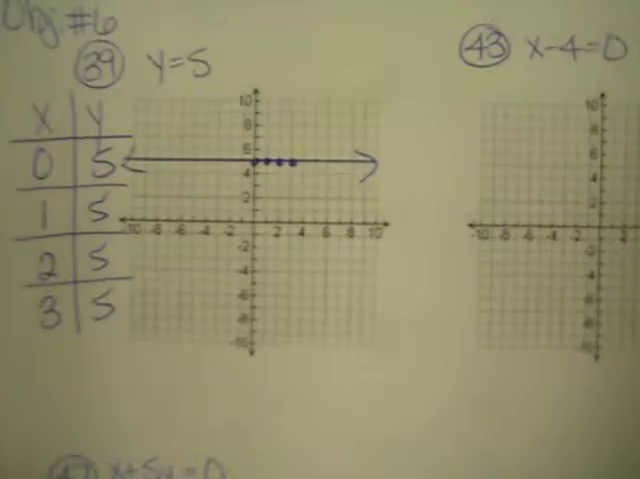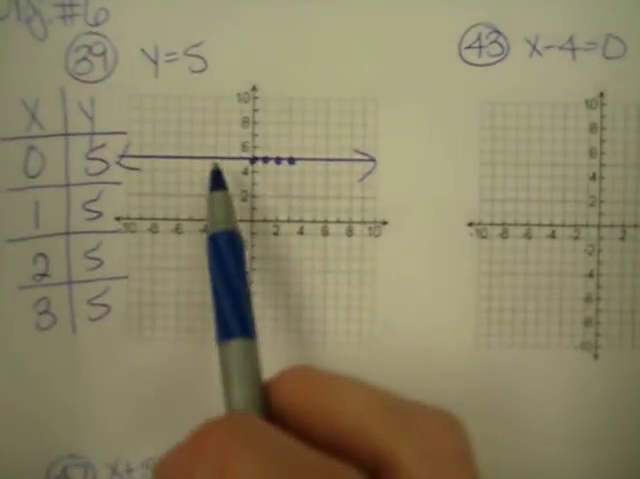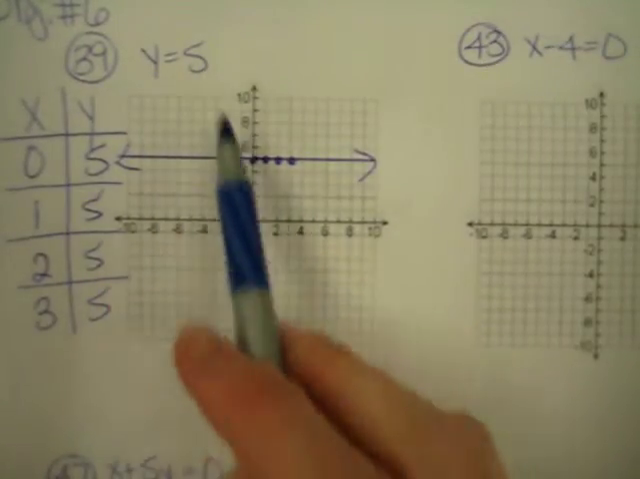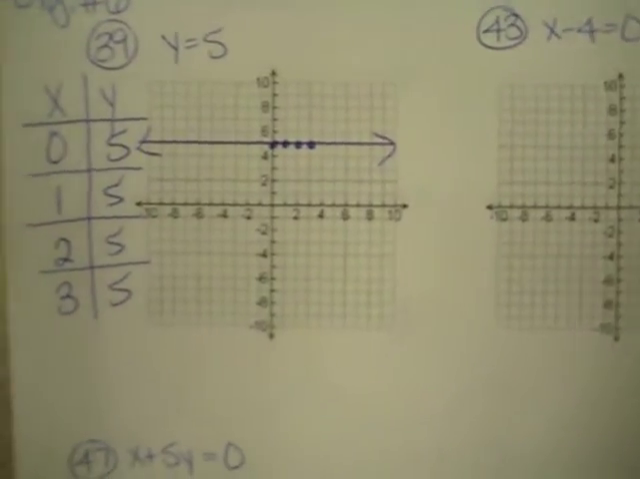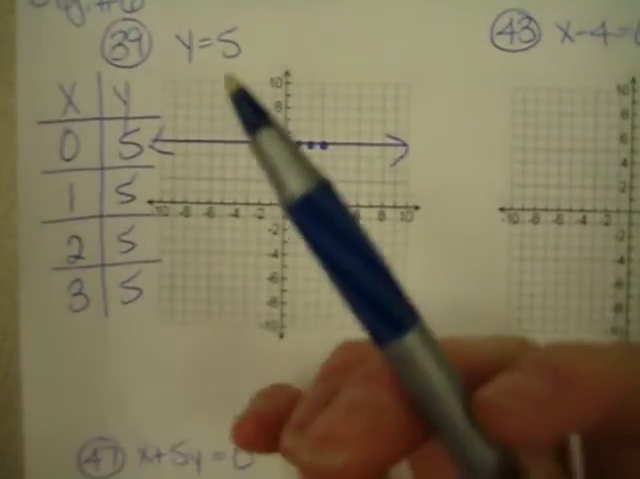So the equation was y equals 5, which means that it was a horizontal line. There is no x-intercept, and it's in the form of y equals a number. The number represents where it is crossing the y-axis. Y equals 5, here's where y equals 5, right on the y-axis. And right here, 0, 5, is your y-intercept.